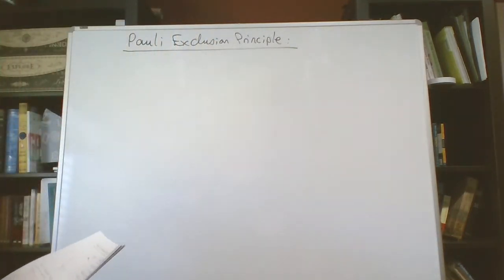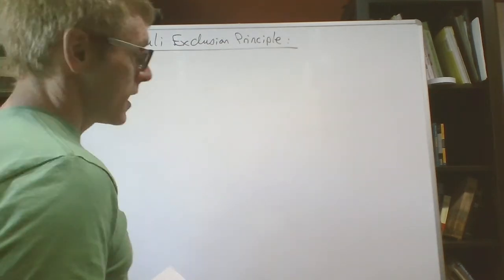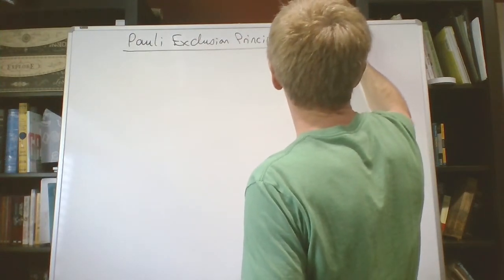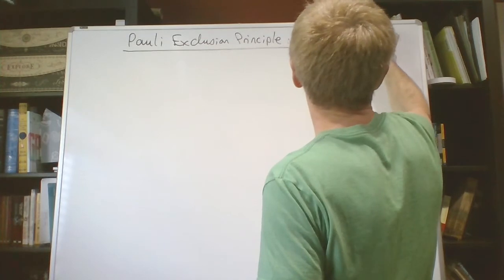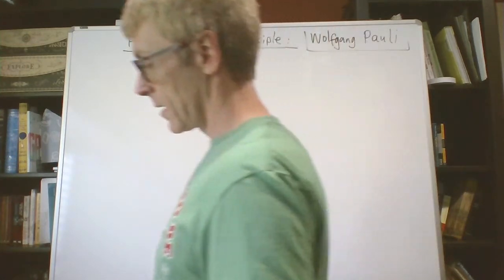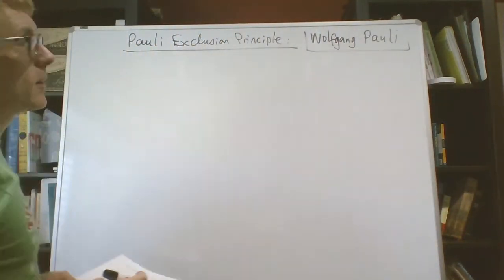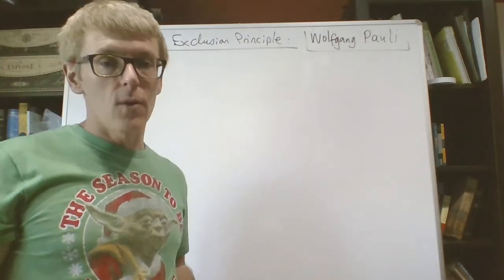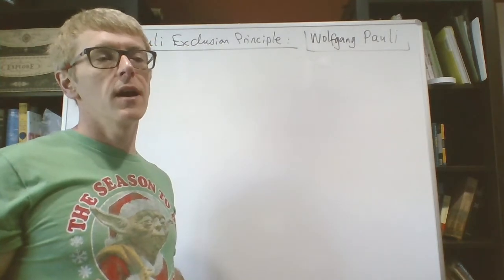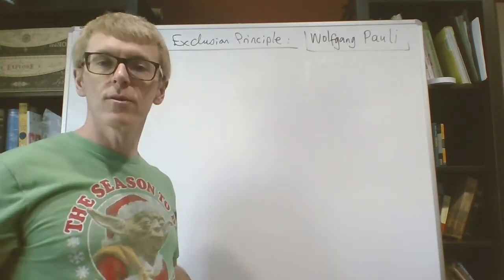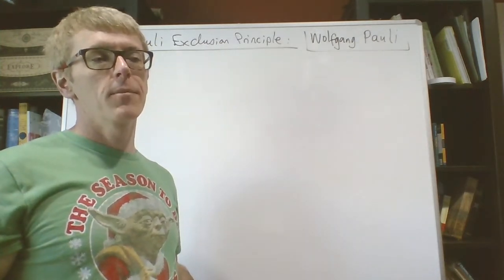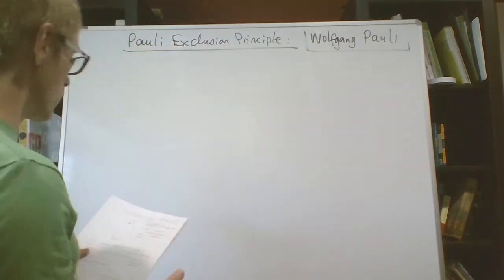Pauli Exclusion Principle. This was theorized by the late and great Wolfgang Pauli. And as far as I know, this was a theoretical solution; Wolfgang Pauli had no proof. It was just an idea that he came up with to explain a phenomenon a priori. I think that's the historical route.